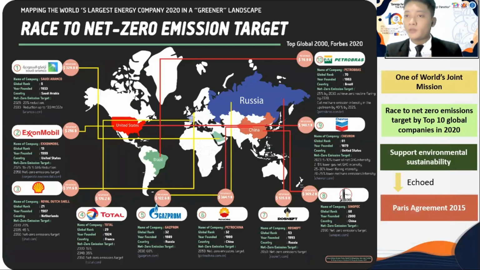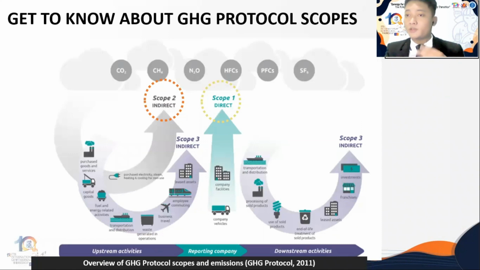This is one of our products in this research, which is the compilation of the top 10 giant energy companies' carbon emission reduction ambitions. This infographic shows the fact that carbon emission has become one of the world's joint missions that needs to take precedence for supporting environmental sustainability, as already echoed by the Paris Agreement in 2015. Before we proceed to our results and discussion, we will explain the scopes of GHG emissions.